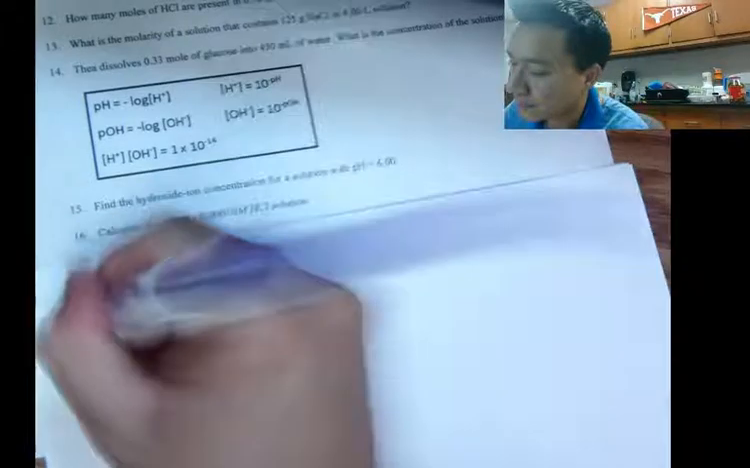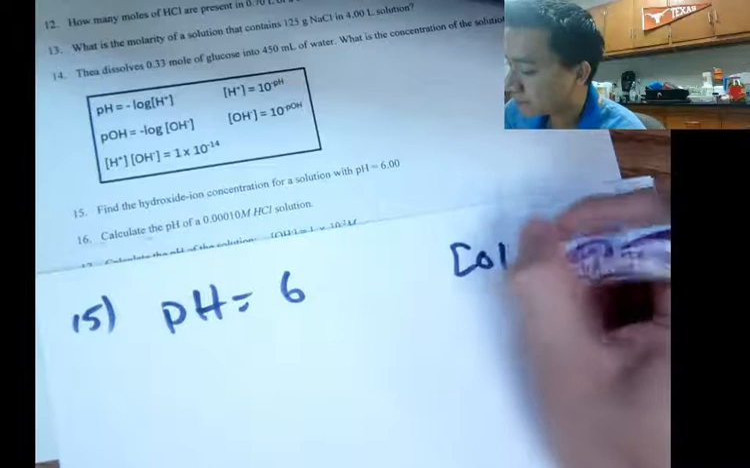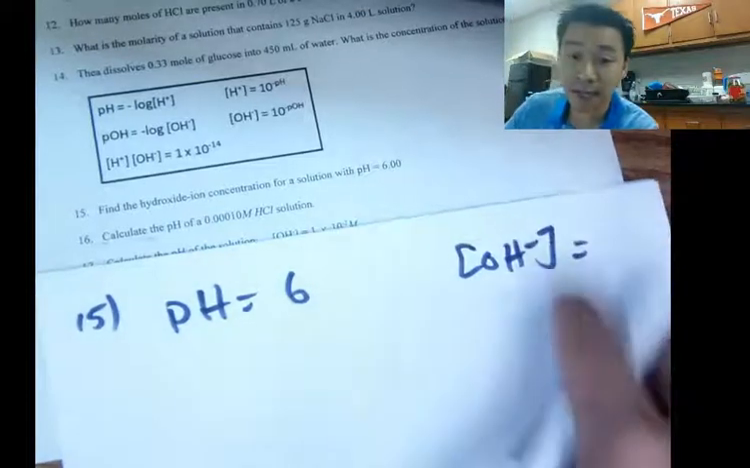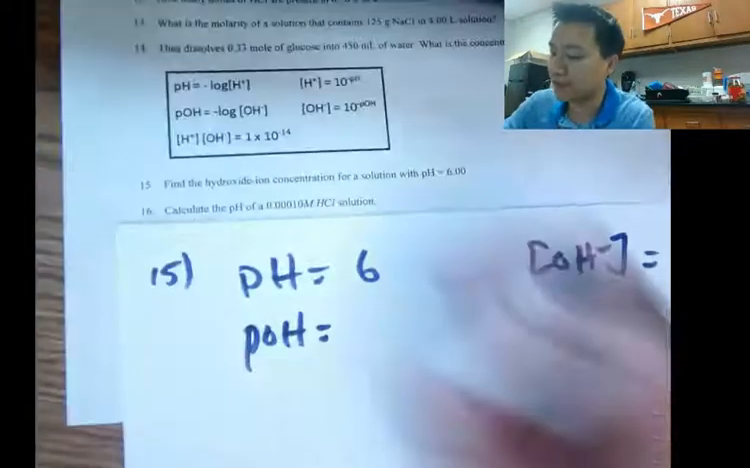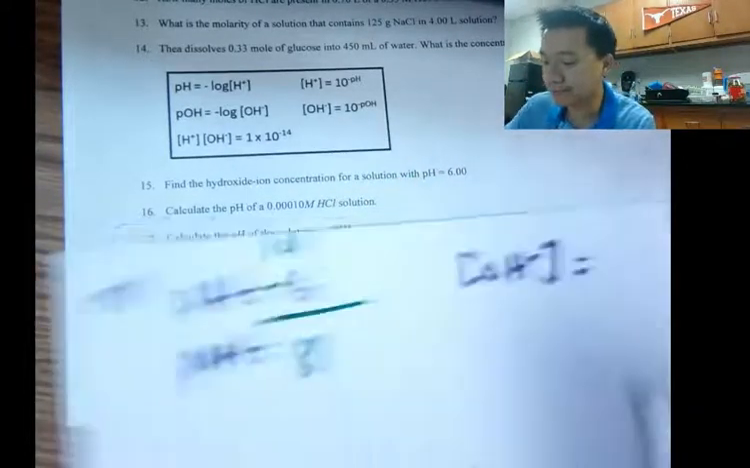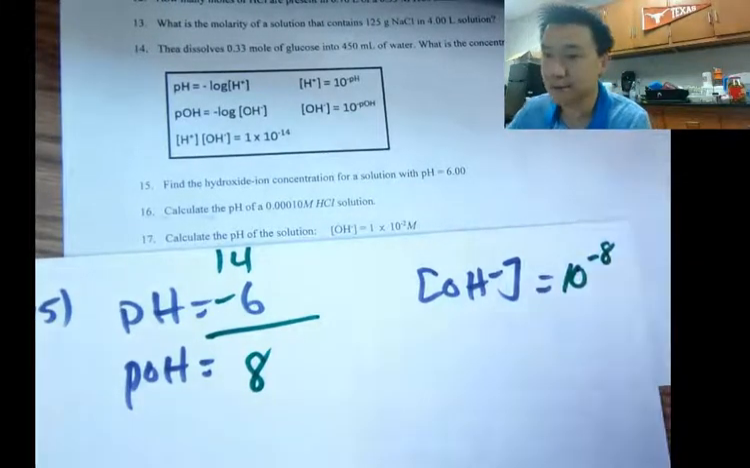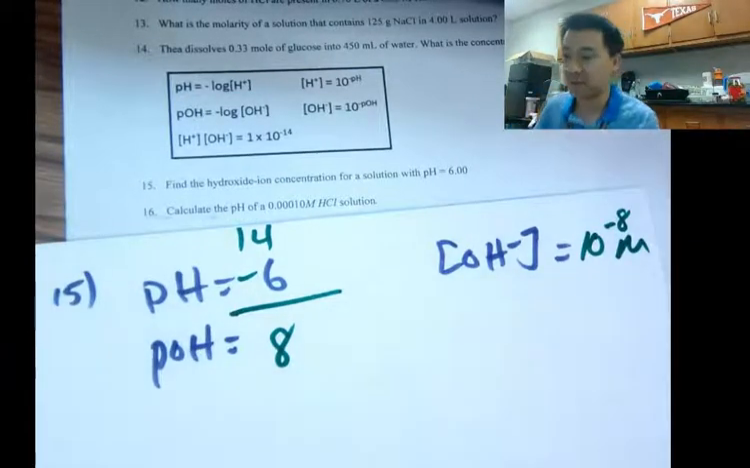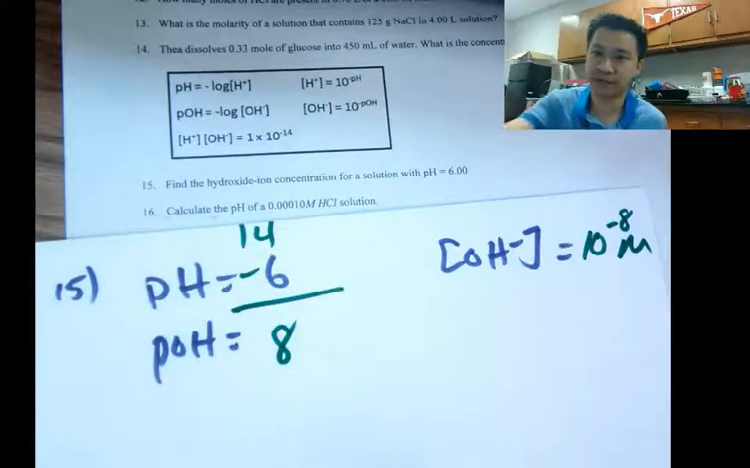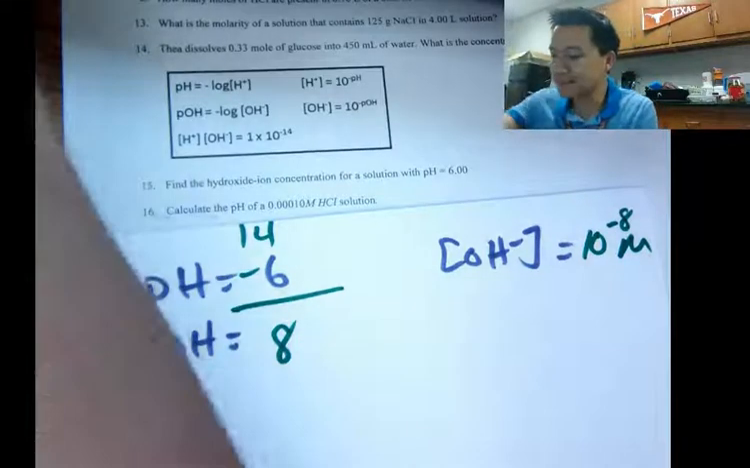Number 15, pH, POH. pH is equal to 6. We want to find OH. So to get OH, we need the POH first. So 14 minus pH will give me POH, which is 8. So OH is 10 raised to the negative 8. And that's a whole number. That's your answer. If it's not a whole number, if it's like 5.4, then you have to go in and punch in your calculator, 10 raised to the 8. 16.